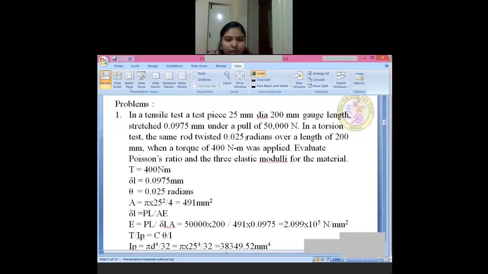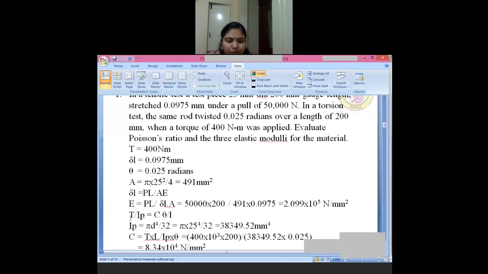Next, for the same rod, if I twist it, what will be the modulus of rigidity? The equation is T by J is equal to C theta by L. J is the polar moment of inertia, which we find by pi D to the power 4 by 32, that is pi into 25 to the power 4 by 32, giving the polar moment of inertia.